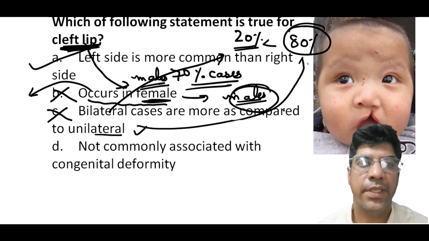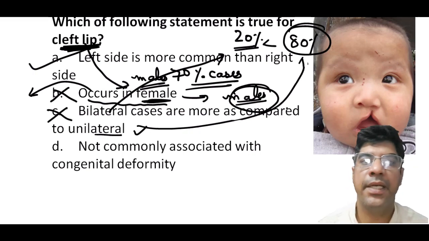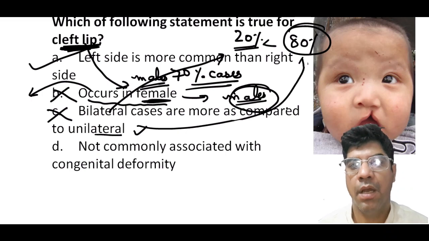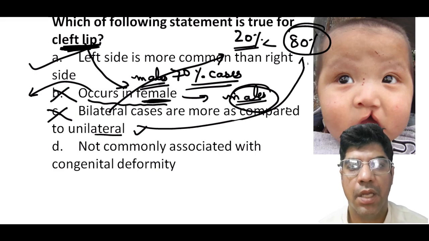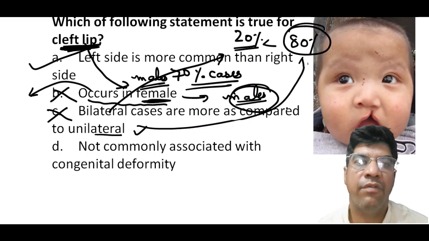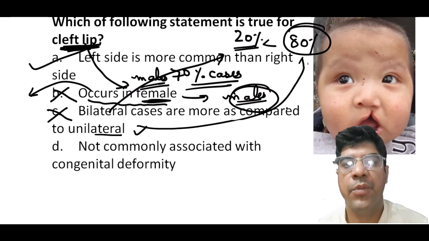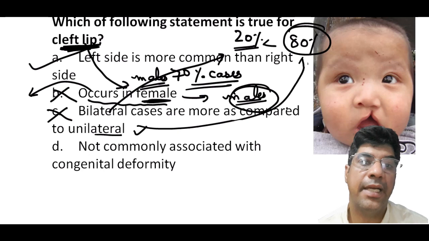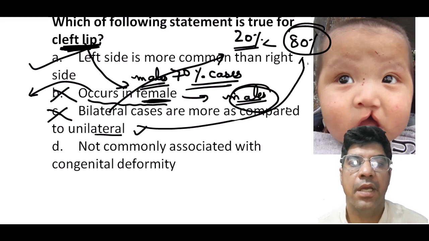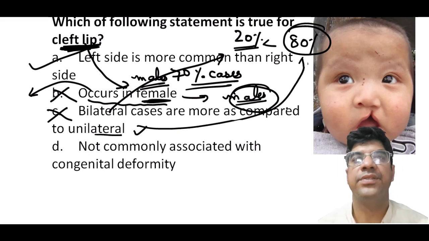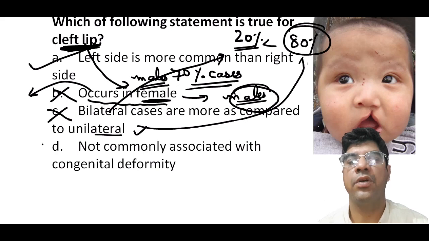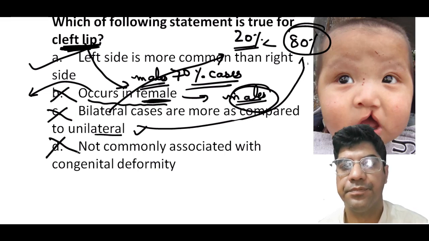The last option is not commonly associated with congenital deformity. We know that cleft lip is in fact a congenital deformity, a condition that is present at birth. Moreover, it is often linked with other congenital abnormalities. So stating that it is not commonly associated with congenital deformity is incorrect. So option D is also incorrect.